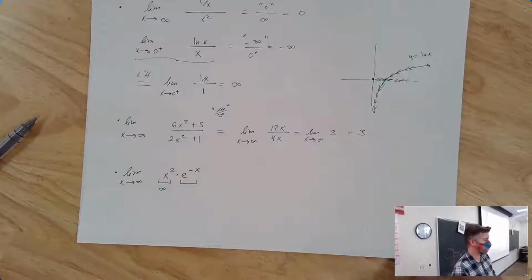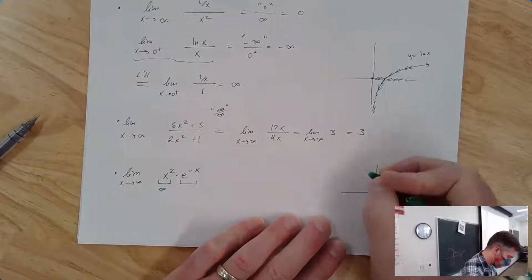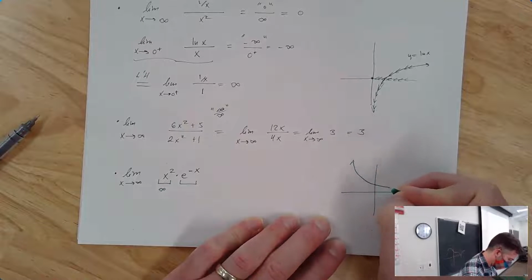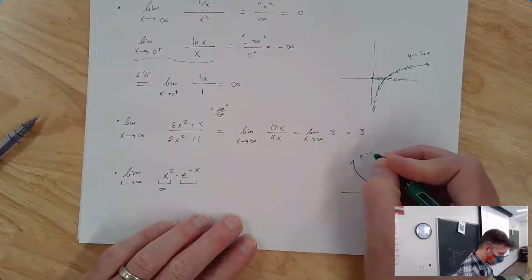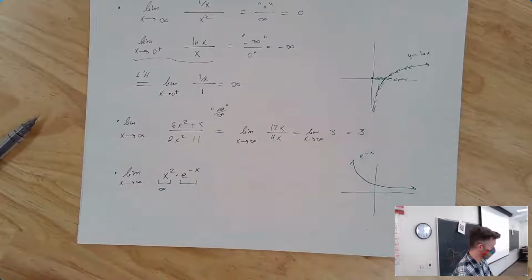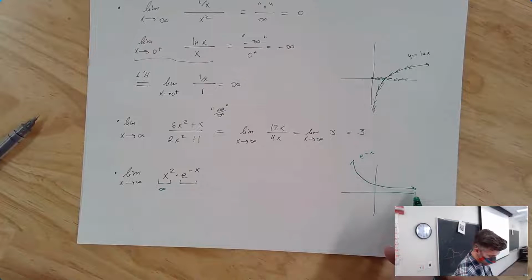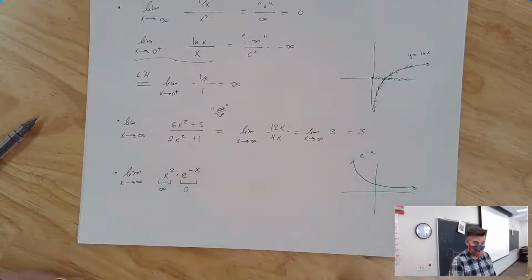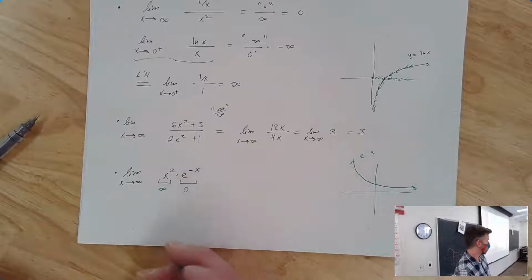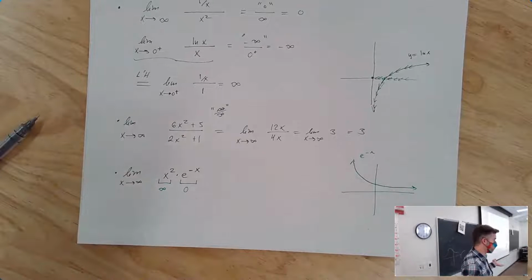Think about the graph of e to the negative x, which looks like e to the x but flipped. So as x goes to infinity, what's happening with e to the negative x? It's going to 0. So this is an example of what's called an infinity times 0 form.